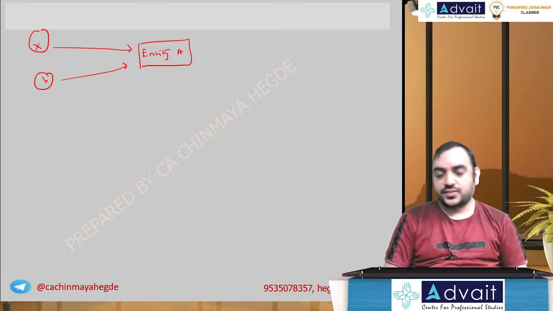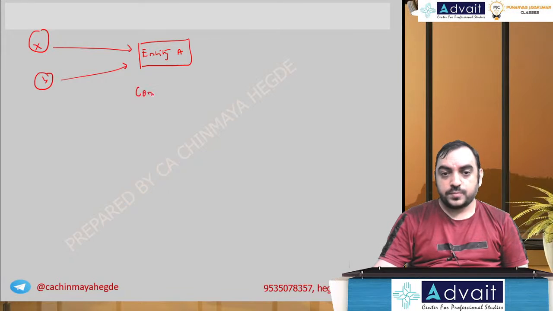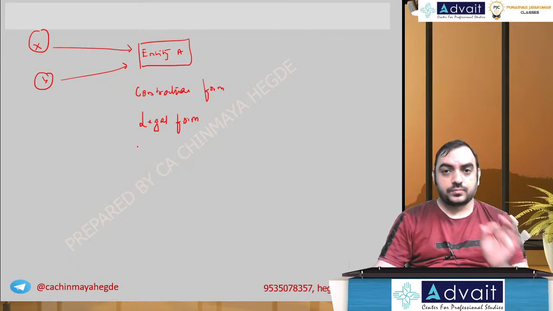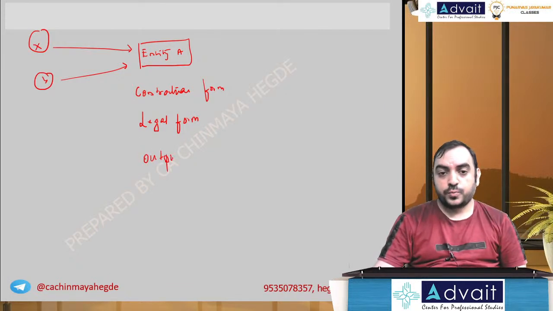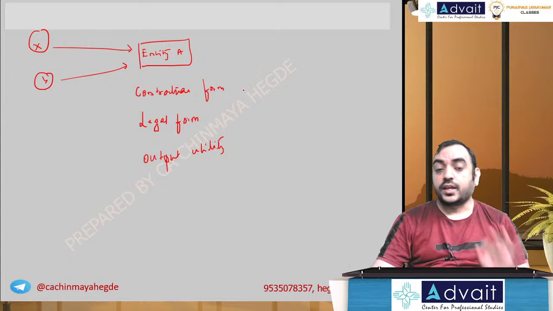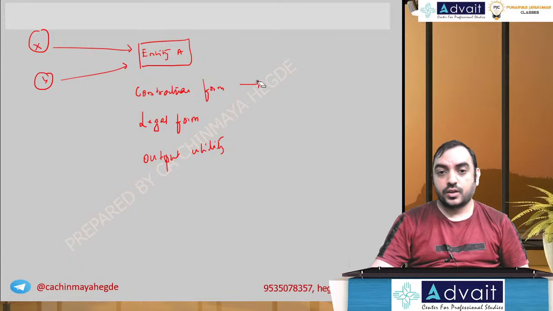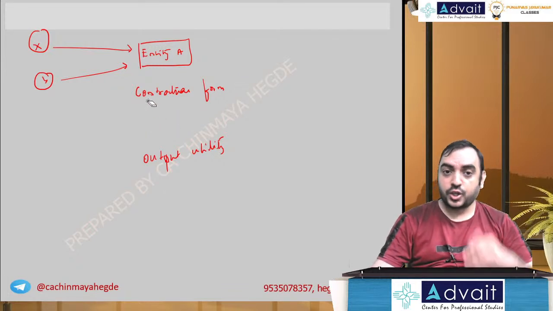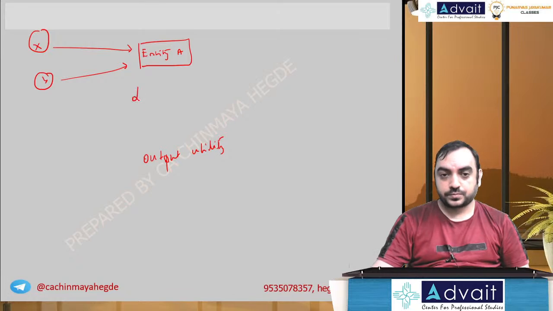You should look at three factors. One, legal form, contractual form, and the other is the output utility: how the output is used. Actually, first you should look at legal form, then contractual form.